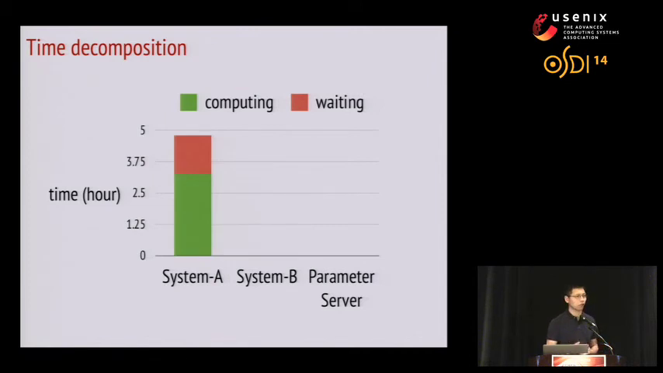System A uses a sequential consistency model, so about 30% of the time is spent waiting. And this number goes to more than 50% for System B, because System B has a much larger number of global barriers than System A. The parameter server uses slightly more computing time than System B because data inconsistency slows down the algorithm. However, it reduces the waiting time a lot. As a result, the parameter server uses half the time of System B.